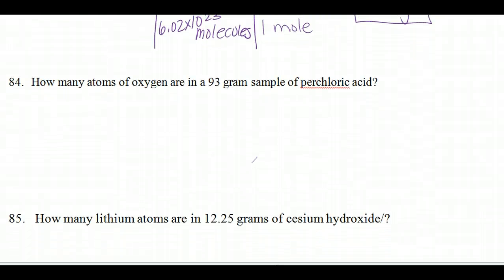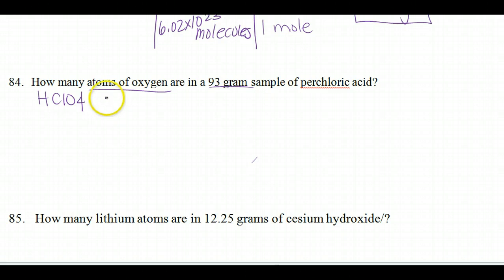Okay, then down here for number 84, it says how many atoms of oxygen are in a 93 gram sample of perchloric acid. So we're going between grams and atoms, which is actually a pretty long train track to be dealing with, but that's fine. That's about as long as it gets. First things first, again, we see that word gram, so we know we're dealing with a mass, and it's not a bad idea to right off the bat calculate that molar mass. Okay, and so perchloric acid, we've got HClO4.